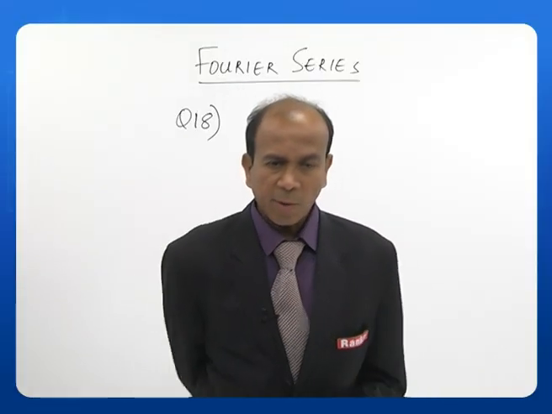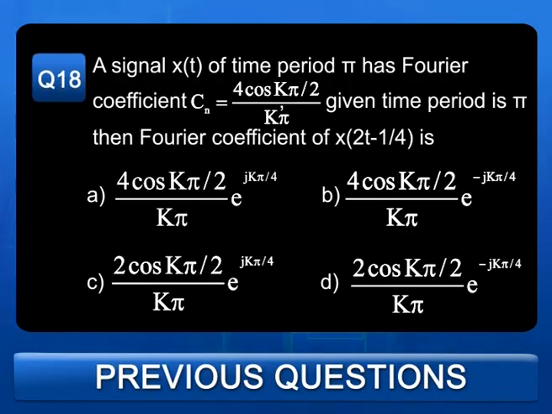Okay, let us see the 18th problem. A signal x of t of time period pi has a Fourier coefficient Cn equal to 4 cos(k pi by 2) by k pi. Then the Fourier coefficient of x of 2t minus 1 by 4 is what?